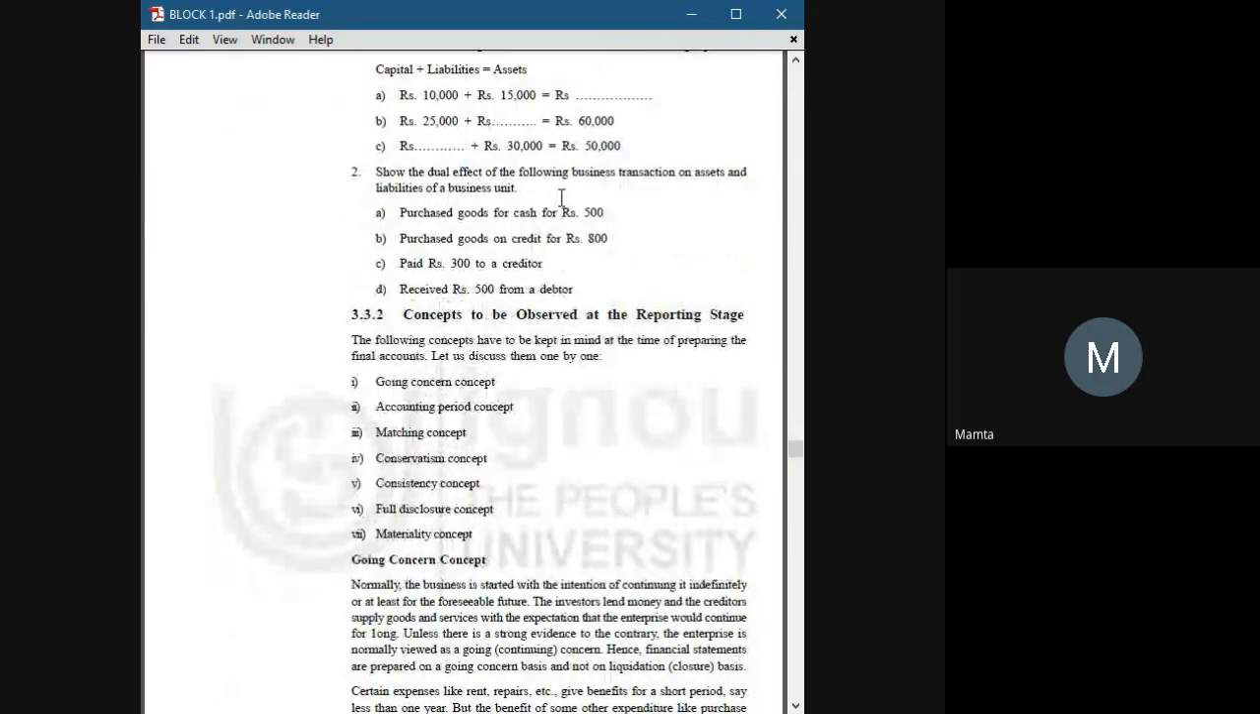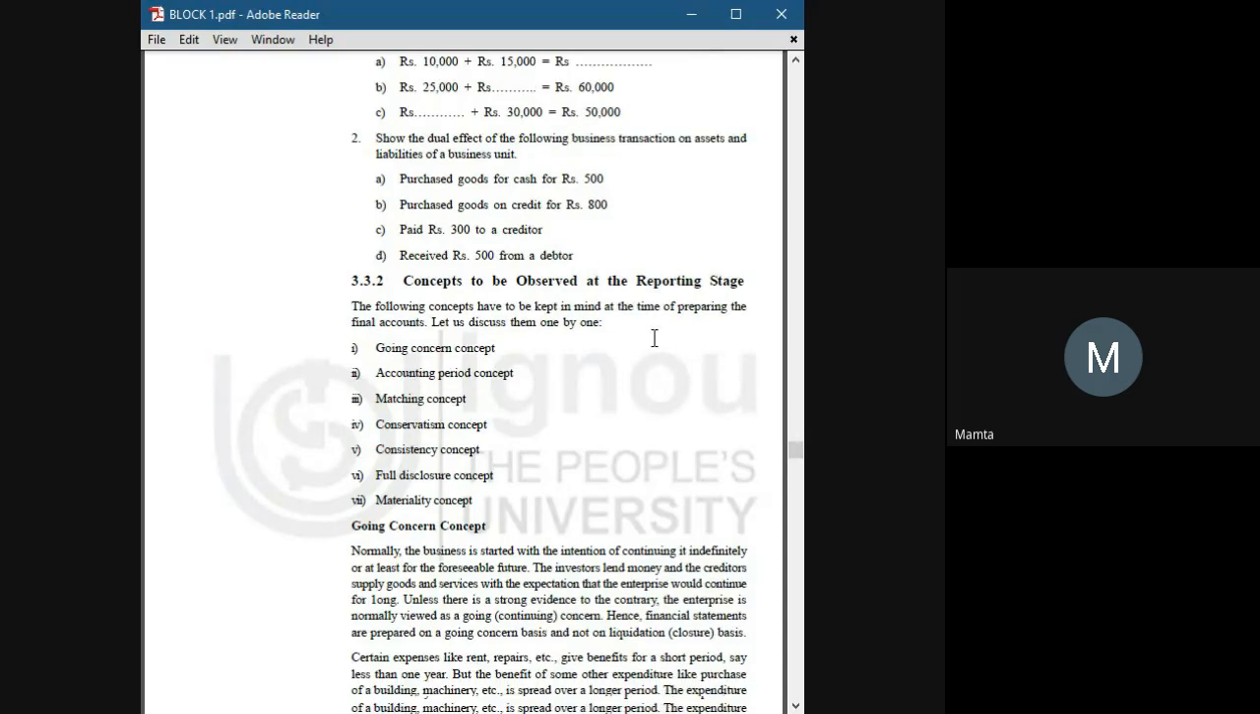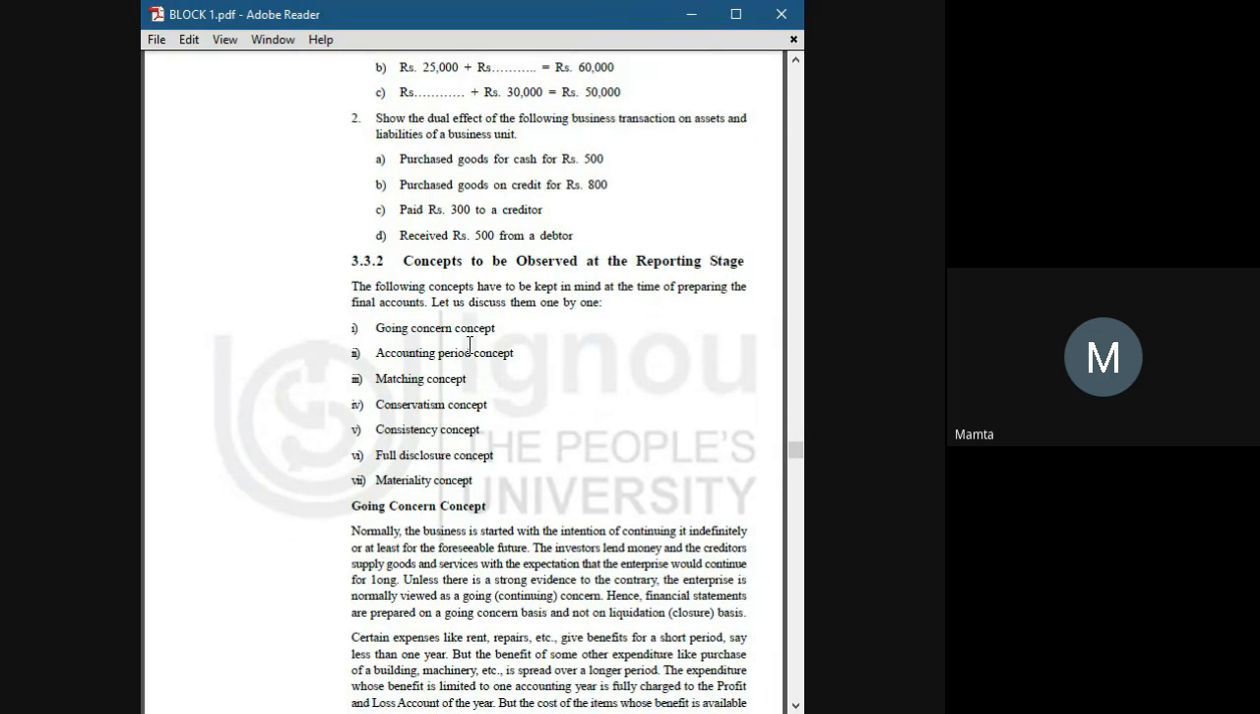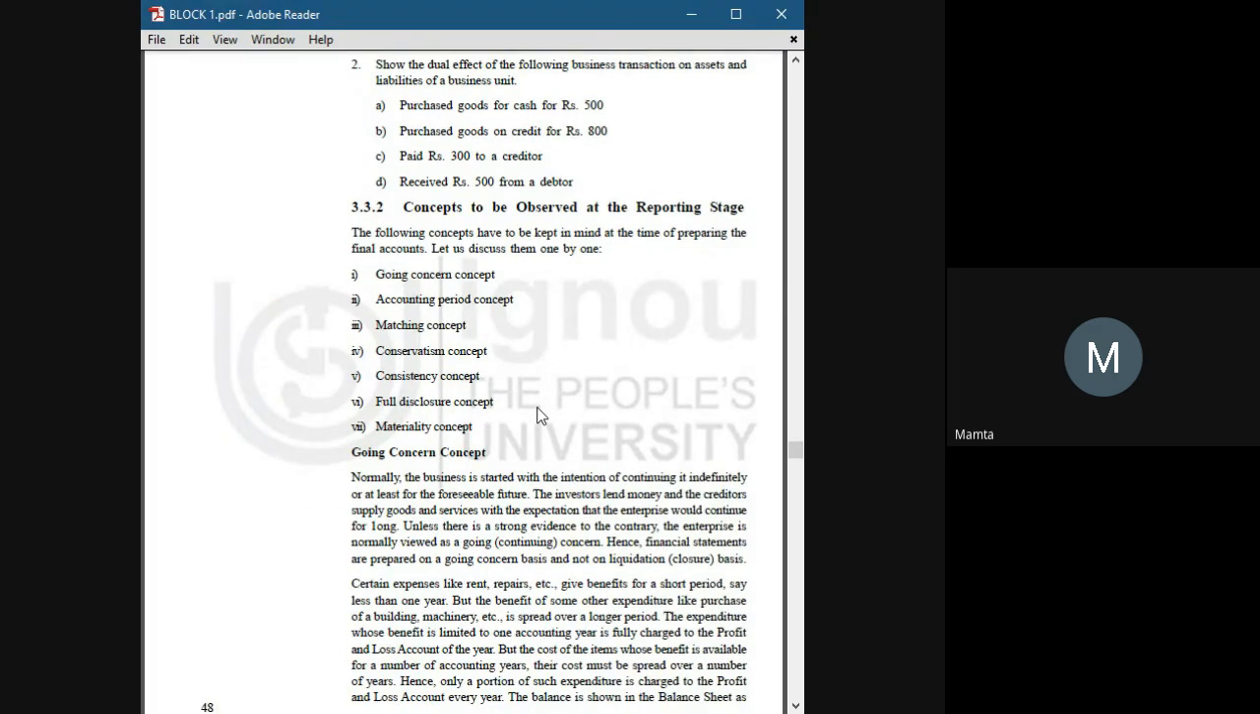Moving forward, concepts to be observed at the reporting stage: going concern concept and accounting period concept. Let's discuss this.